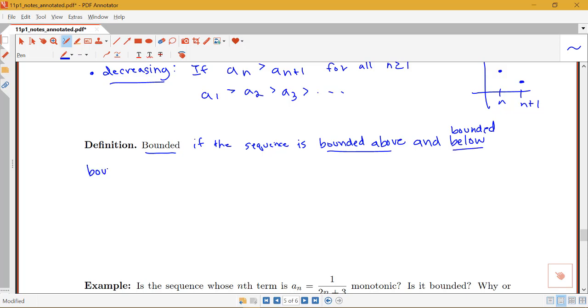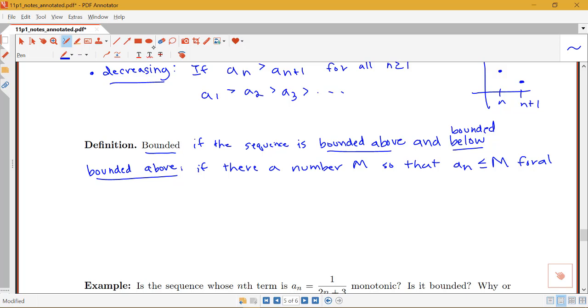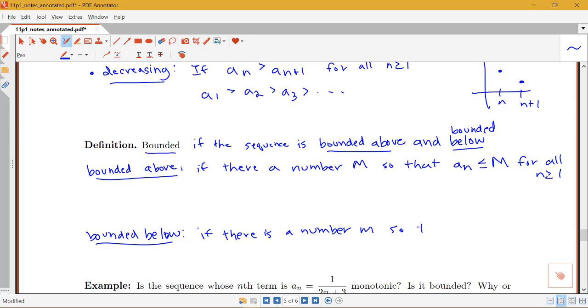A sequence is going to be bounded above if there is a number, let's call it capital M, so that the terms of our sequence, a_n, are less than or equal to that number M for all n greater than or equal to 1. We have our sequence being bounded below if there's another number, we'll call it little m, lowercase m, so that our sequence is always bigger than that little value for all n greater than or equal to 1.